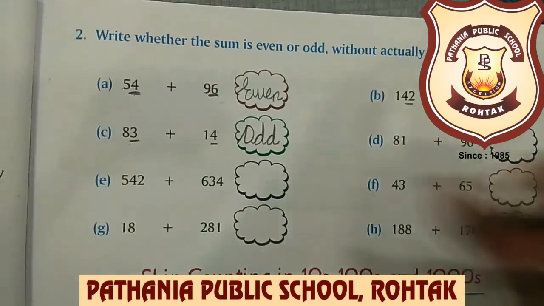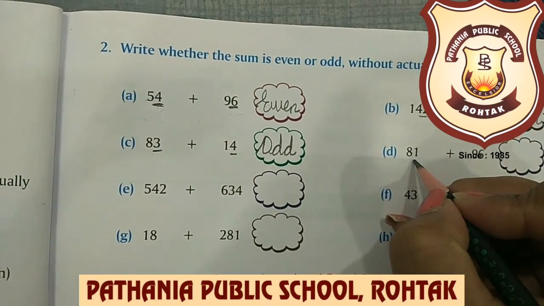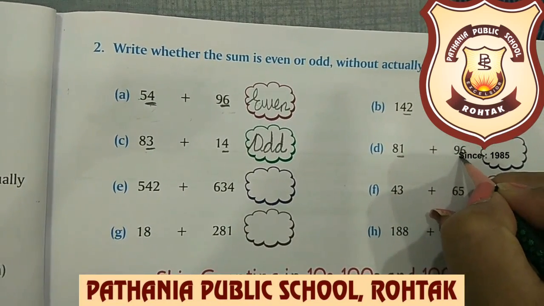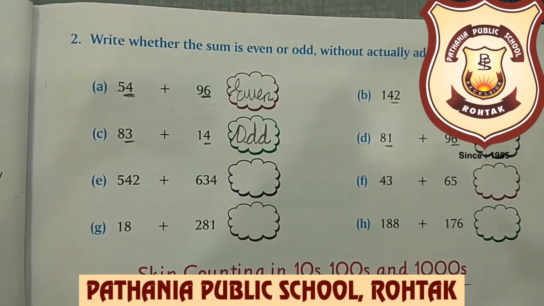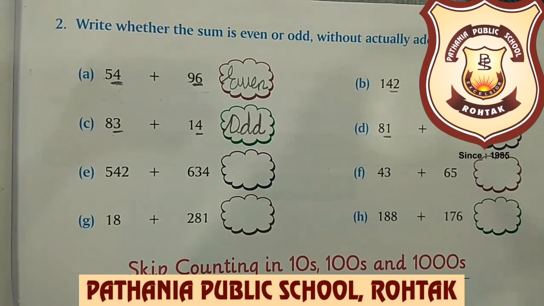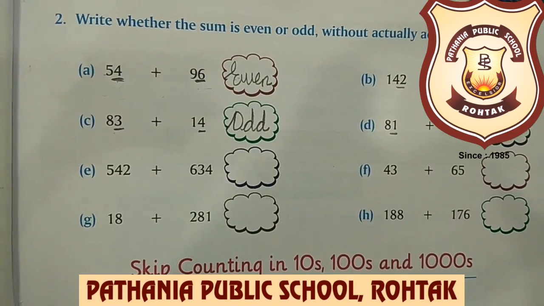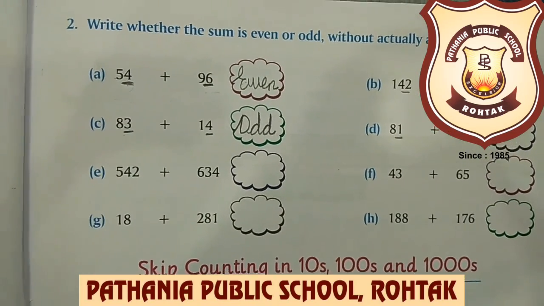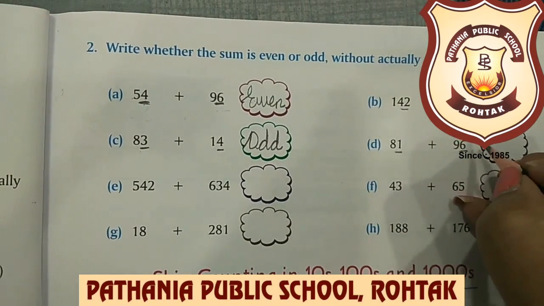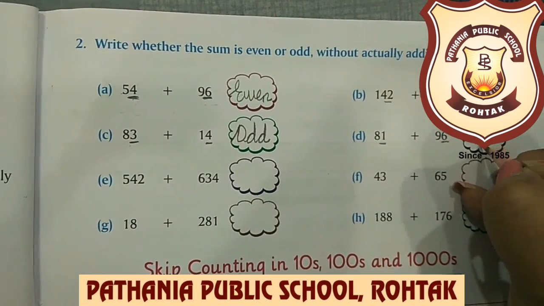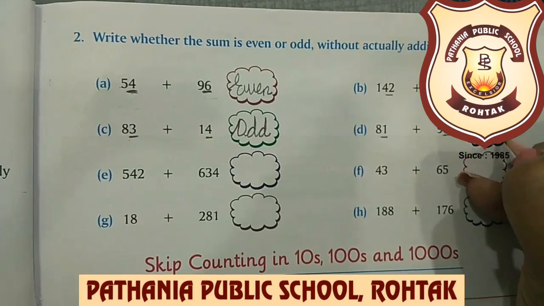Now in D part, the ones place digit of 81 is 1, and the ones place digit of 96 is 6. Now add 1 and 6. 1 and 6 equals 7, and check, is 7 an even digit or an odd digit? Yes, it is an odd digit. So the sum of these two numbers will also be odd.